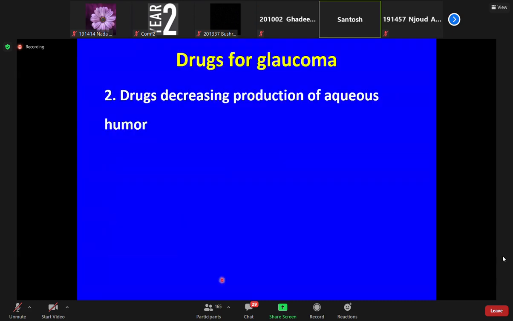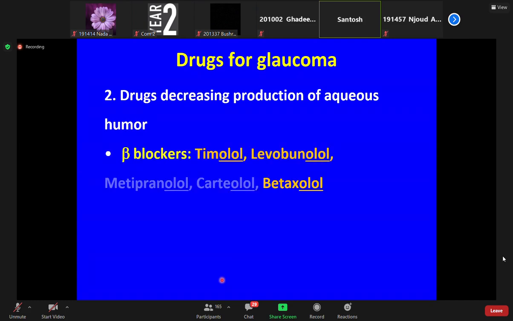Then we have another three categories which decrease the production of aqueous humor. As we said, the sympathetic nervous system, both beta 1 and beta 2, stimulates the production of aqueous humor. So it is very logical to give beta blockers. We have beta blockers, very commonly used drugs, and they decrease the production of aqueous humor. They are commonly used in both open angle as well as closed angle glaucoma. Open angle is also known as wide angle, and closed angle is also known as narrow angle.